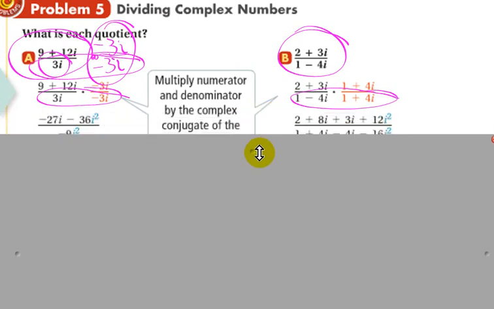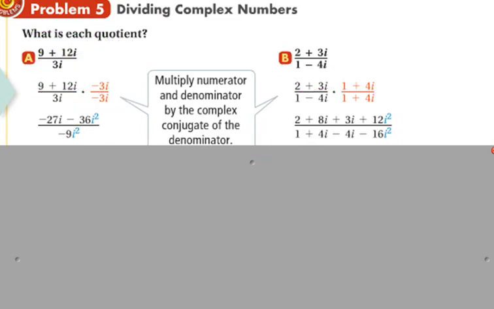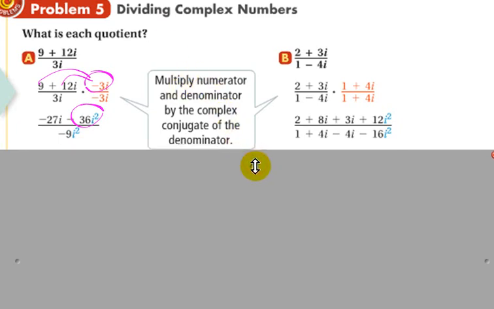Let's work on the left side first. So negative 3i, you're just going to distribute that across like we did in multiplication. So it's going to be negative 27i minus 36i squared. And then 3i times negative 3i is negative 9i squared. Now it should come to light: why did we multiply by the conjugate, or the additive inverse, excuse me.